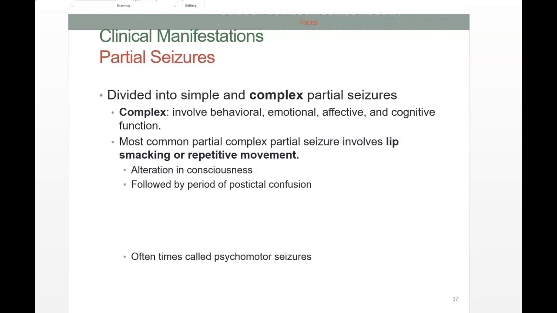The most common complex partial seizure involves lip smacking and repetitive movement. You will have alteration in consciousness followed by a period of postictal confusion. Oftentimes you will hear it referred to as psychomotor seizures.